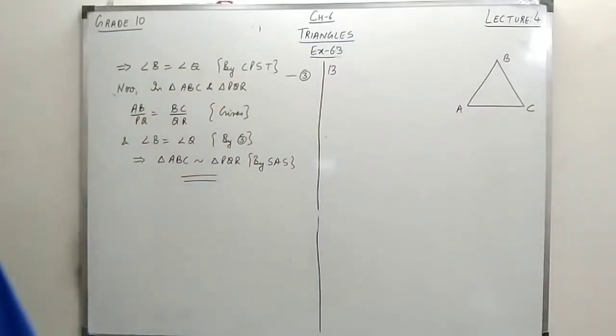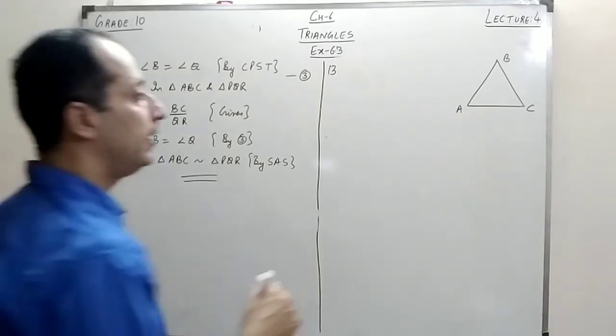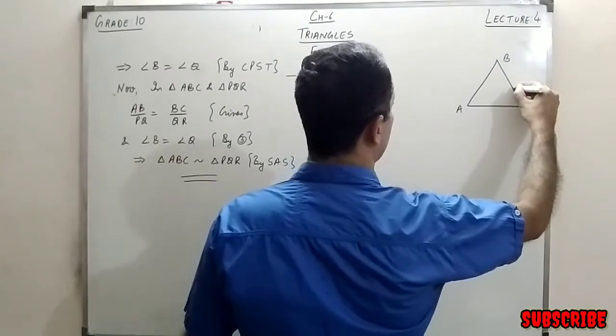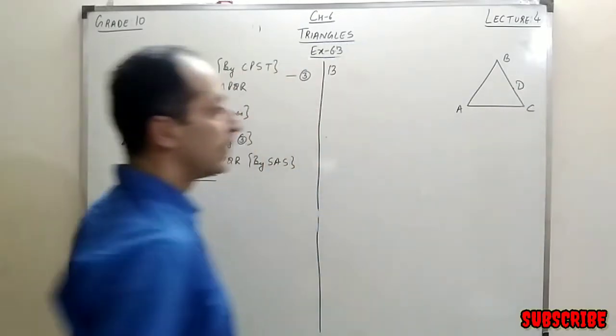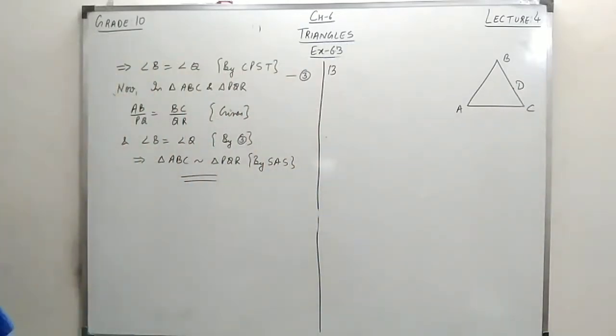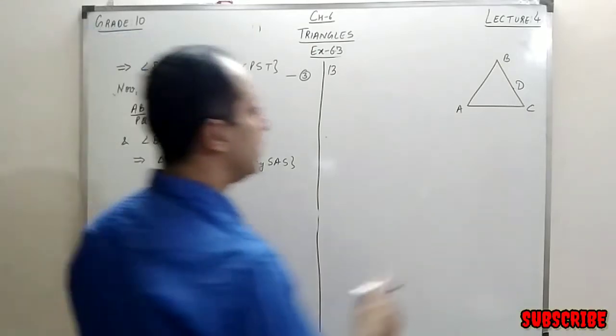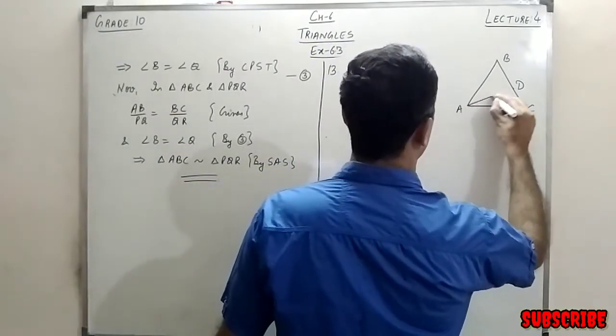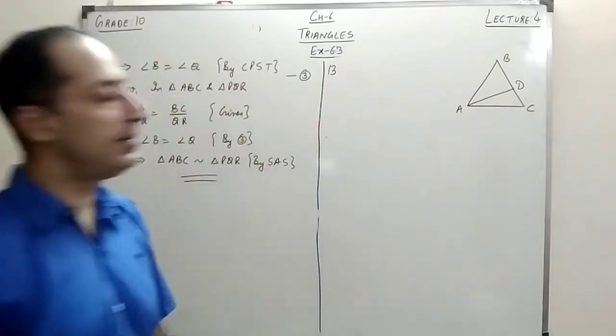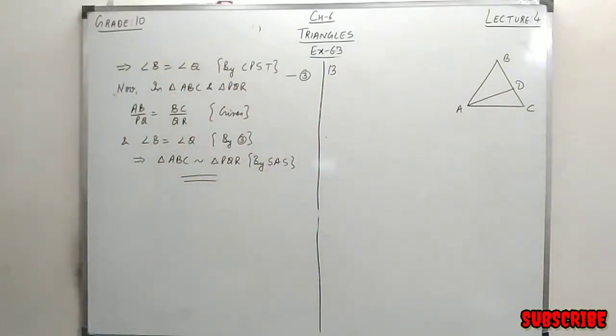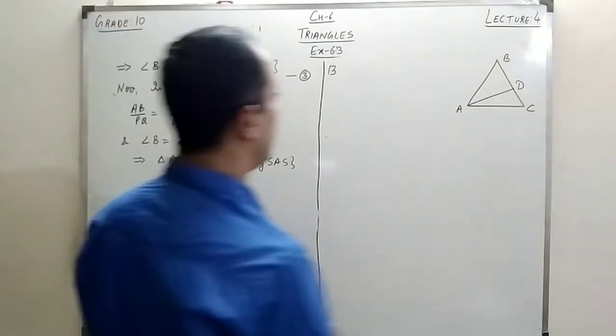This is triangle ABC, and it's given that B is a point. D is a point on the side BC of triangle ABC. I take a point D here. Now they say that this angle ADC is equal to angle BAC.